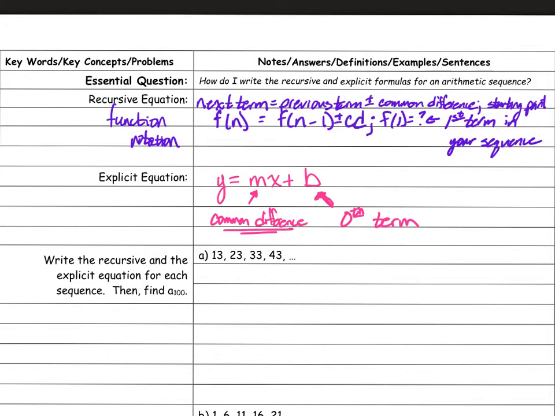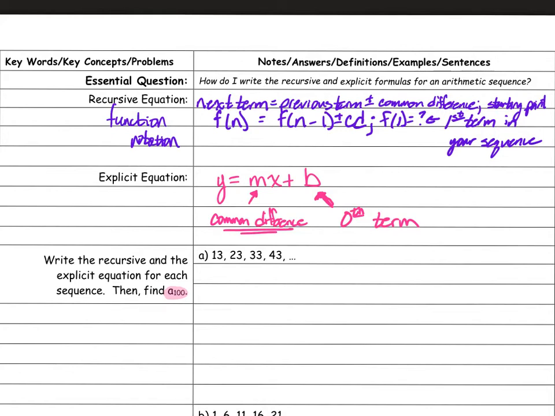That's how I find my explicit equation for an arithmetic sequence. And once I have that explicit equation, I can find whatever term they want me to. So if they want me to, and I'm going to highlight this because we're going to talk about it in just a second, it says find a sub 100. That means they want me to find the 100th term. Do you hear me? The 100th term.